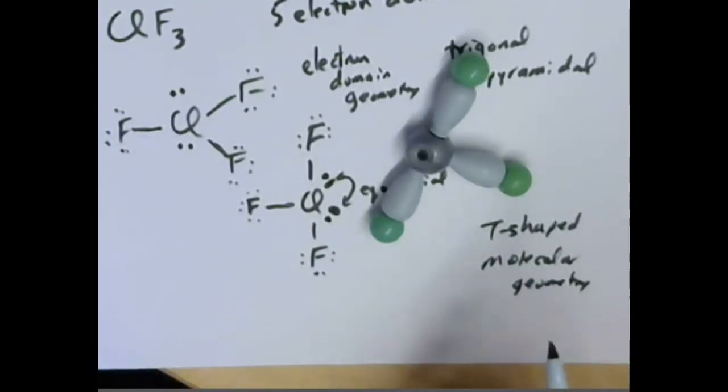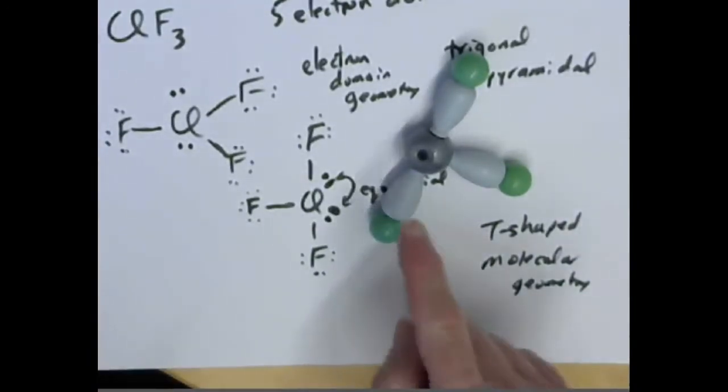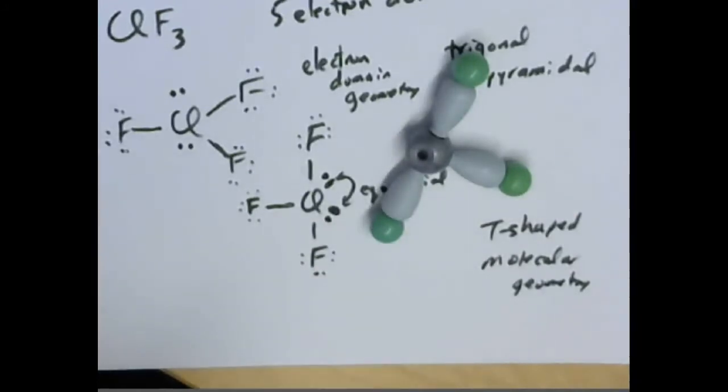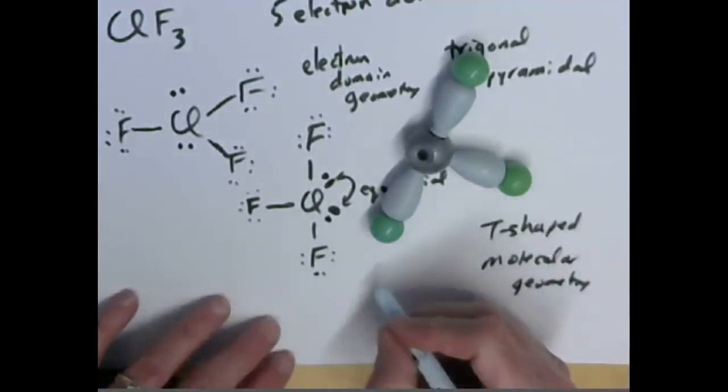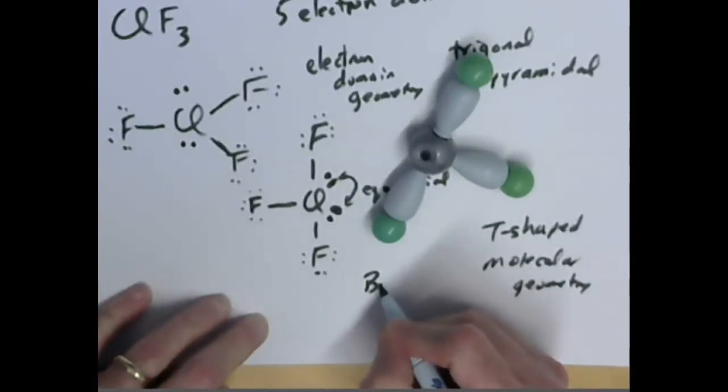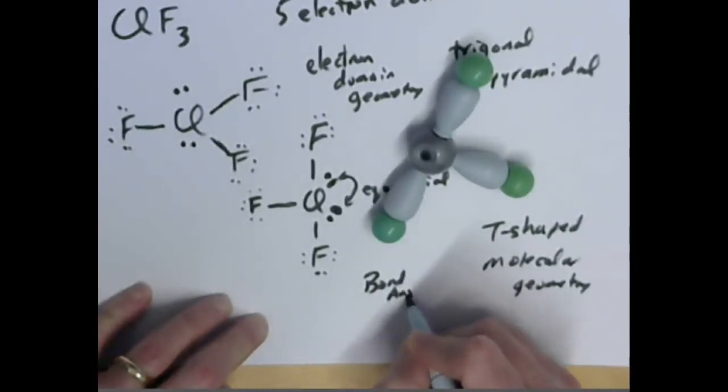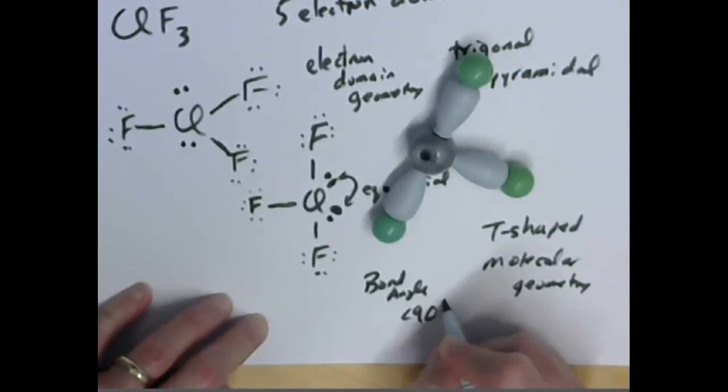So that bond angle, ideally, would be 90 degrees. It's actually going to wind up being a little bit less than 90 degrees because those non-bonding pairs of electrons have greater repulsive forces than do the bonding ones. And so the true bond angle is going to be a little bit less than 90 degrees. It's going to vary from molecule to molecule depending on the atoms.